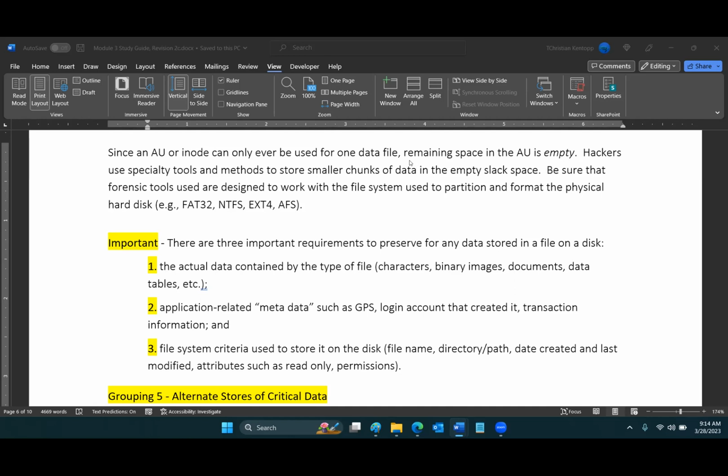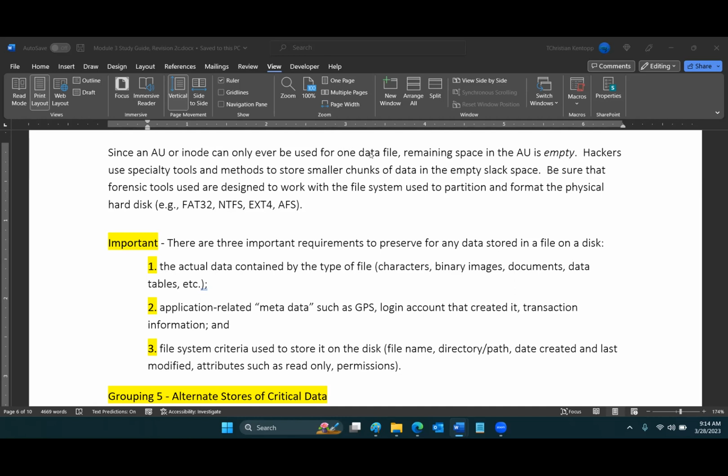So if a large allocation unit is provisioned when you are initializing a physical hard disk to add partitions and then format for use. Basically, the logical unit of measure that's overlaid on top of the physical disk sectors in the Linux and Mac world is referred to as an inode. And in Windows, it's called an allocation unit.